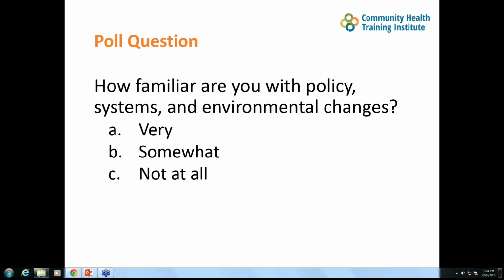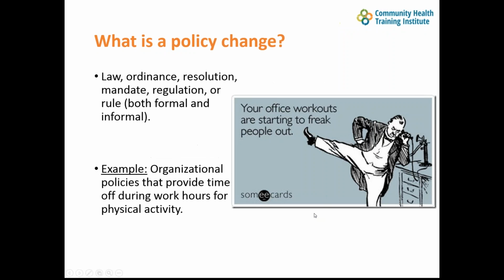So I wanted to start off and talk about what exactly policy, systems, and environmental changes are. When we think about a policy change, we're really thinking about laws, ordinances, regulations. These can be both formal and informal. And so when you think about policy change, it is really just that, changing a policy. An example of this might be organizational policies around being able to provide folks time off to exercise during the day, and providing that provision as a benefit to folks who work there. So that would be an example of policy change.